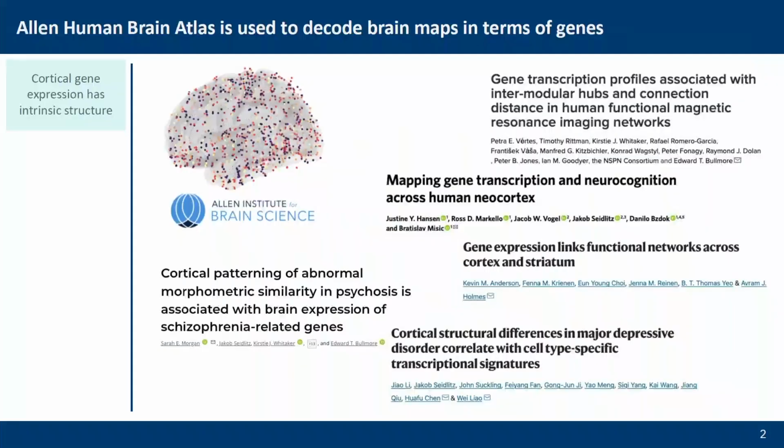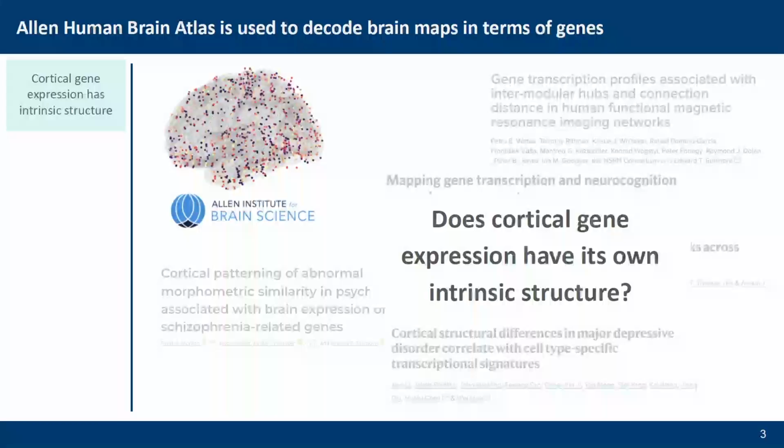In the last decade, there's been a whole lot of really exciting work using the Allen Human Brain Atlas, which measures gene expression at about 2,000 points across the cortex, to decode brain maps in terms of genes. That gives rise to the question of whether the brain's gene expression might have its own intrinsic structure independent of any of these specific maps that we compare it to.